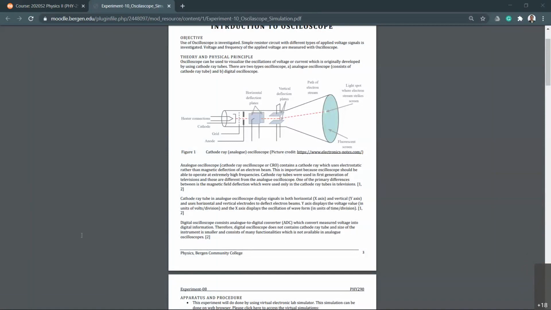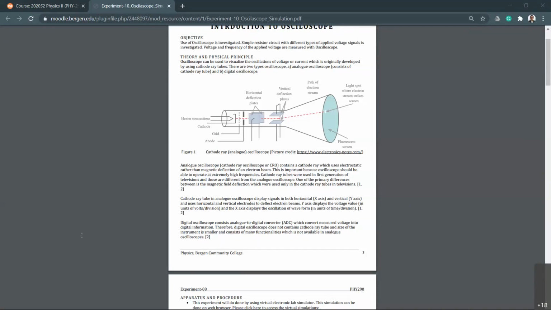The only difference between a cathode ray oscilloscope and the old-type TVs, I don't know whether you guys have ever seen the old-type TVs. If you have grandparents, in the basement you might have a box-kind TV, very big. In the 70s and 80s, even the 90s, I think we had TVs like that. Those TVs contain a cathode ray tube.